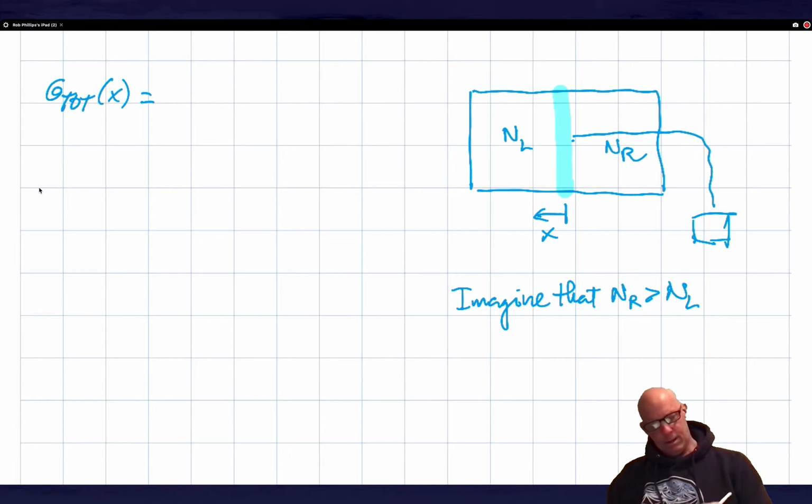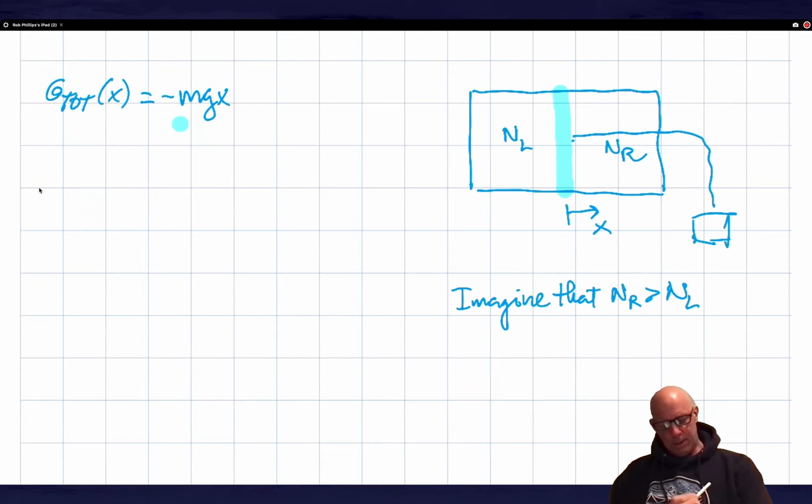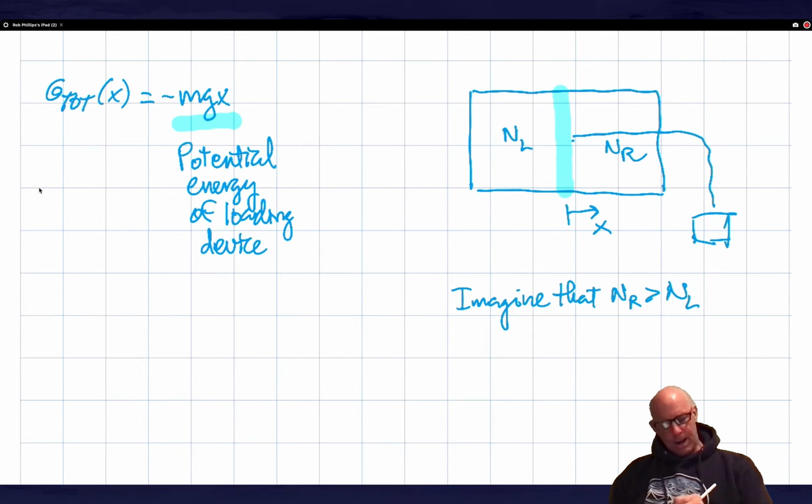I don't like the issue with signs here, so I'll let x become negative if it actually is going up. I'm going to write the potential energy of the loading device. That's what this term is, and it's very important, and it's one of the reasons that I wanted to do this calculation. So that's the potential energy of the loading device, and then I also have minus T S tot of x.